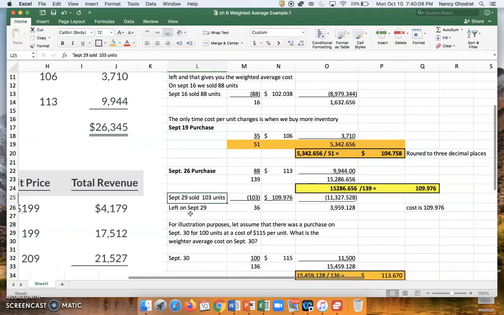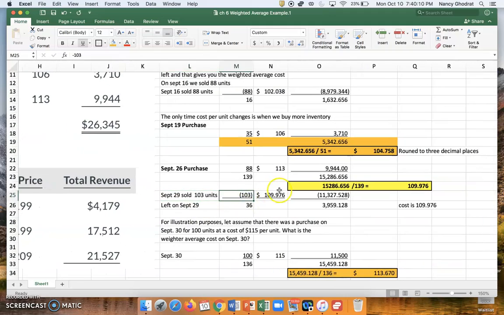On September 29th, they say that we sold 103 units. What is their cost? The cost of items we had available on September 26, 109.976. Multiply the units by the cost, you get the total cost. So now the $15,286.66 that we had as of September 26 minus the cost of items sold is the remaining cost of the 36 units that we have available as of September 29.